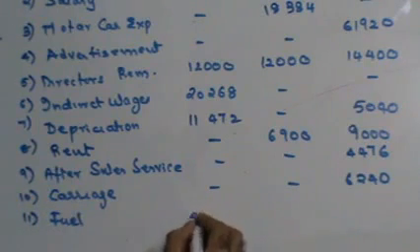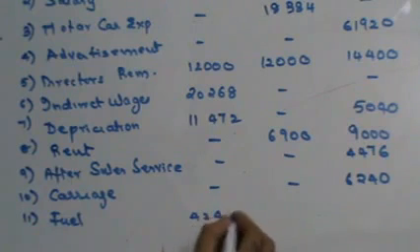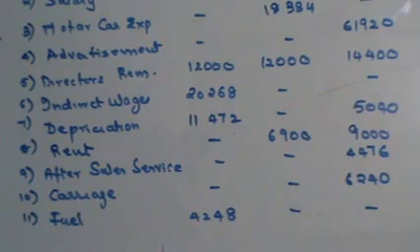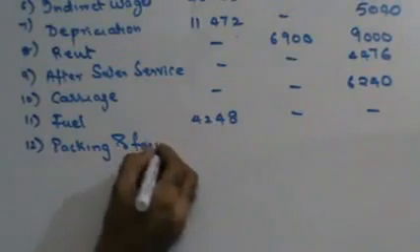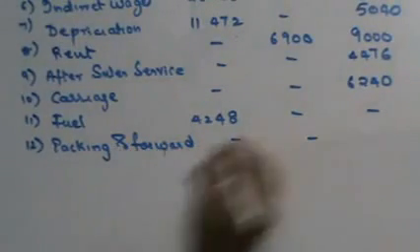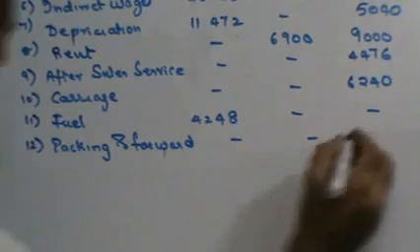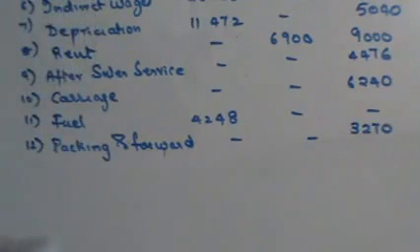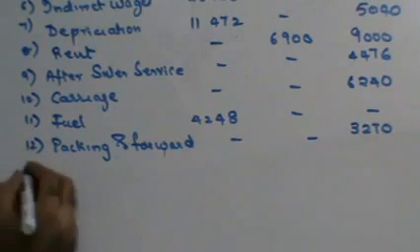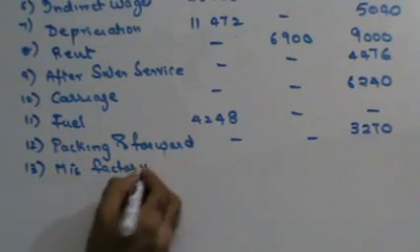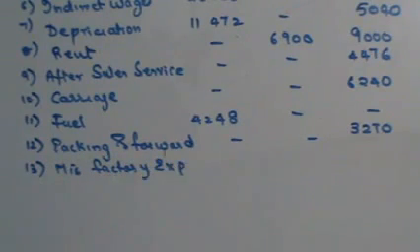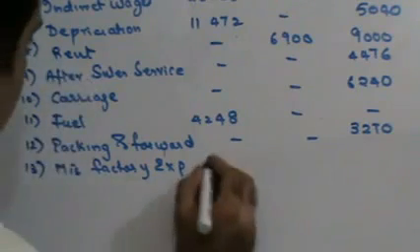Then you have factory fuel. Factory fuel is 4,248, which is going to be a factory expense. Then you have packing and forwarding. Packing and forwarding is a sales expense, which is 3,270. Then you have miscellaneous factory expenses. Miscellaneous factory expenses are 3,270.